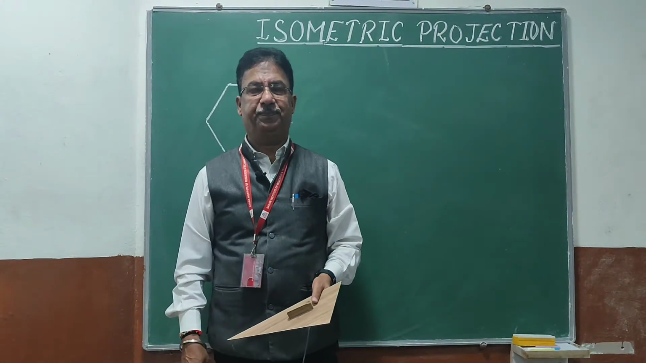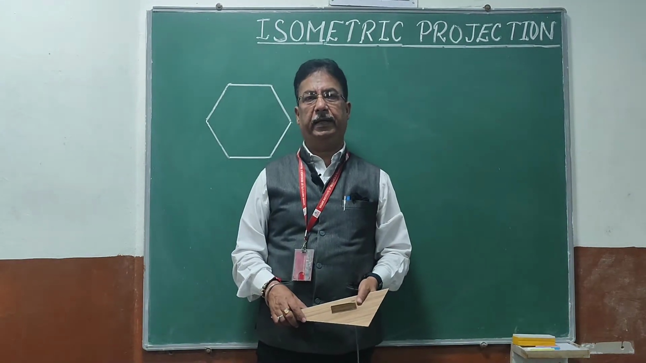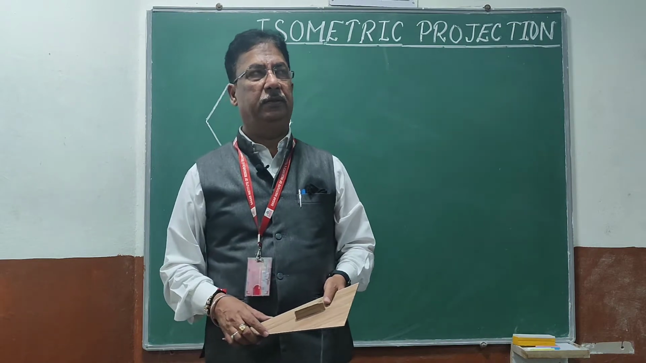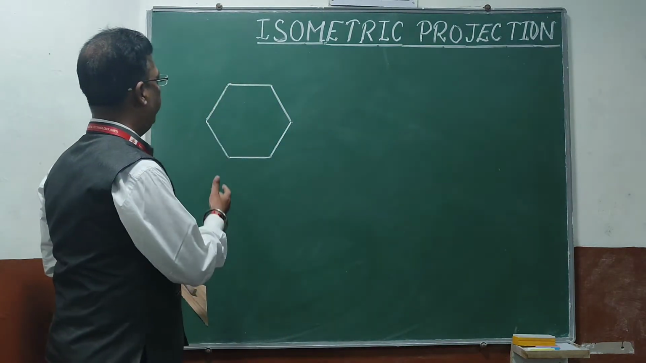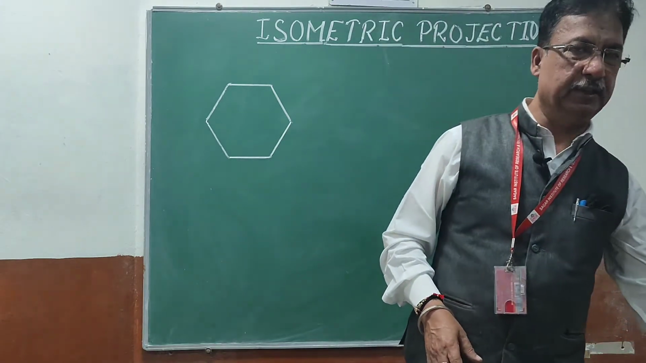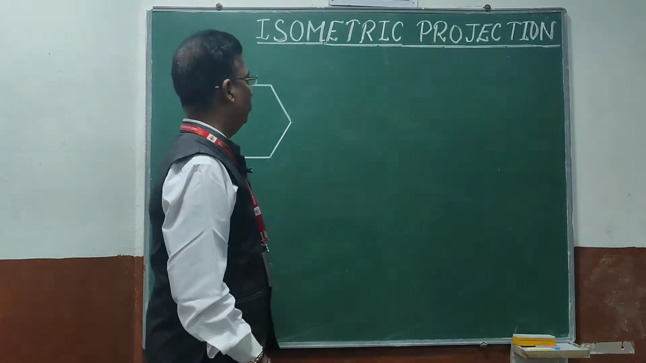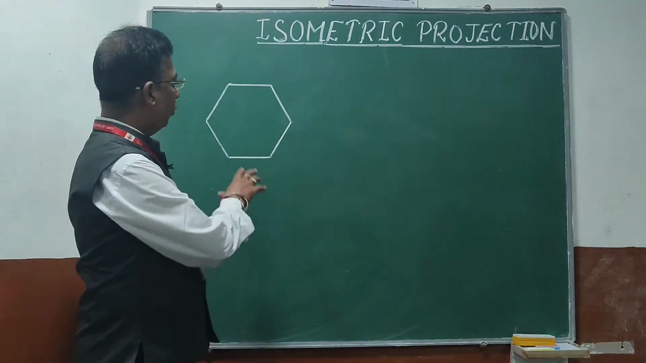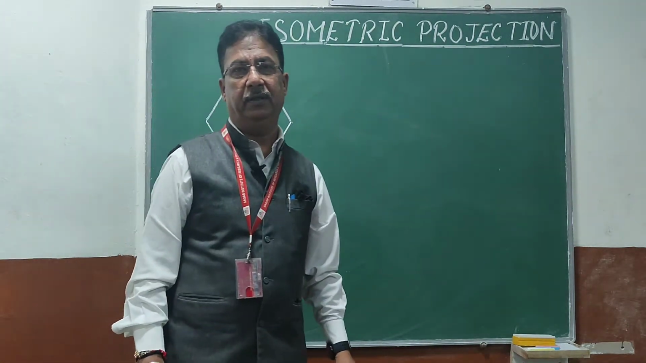Hello students, so here I am again with one more problem on isometric projection. This time I am going to take a plane figure that will be a regular hexagon. If you look at this figure, I have drawn a regular hexagon of, suppose, 25 mm side, and this is the orthographic projection of that regular hexagon.